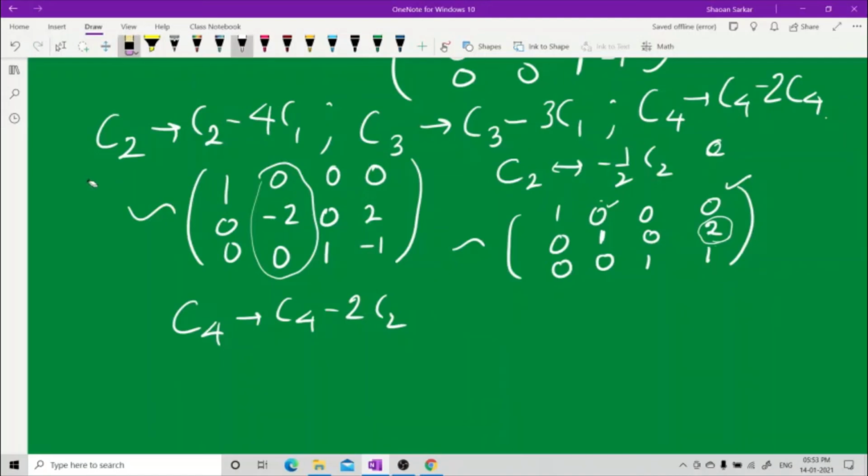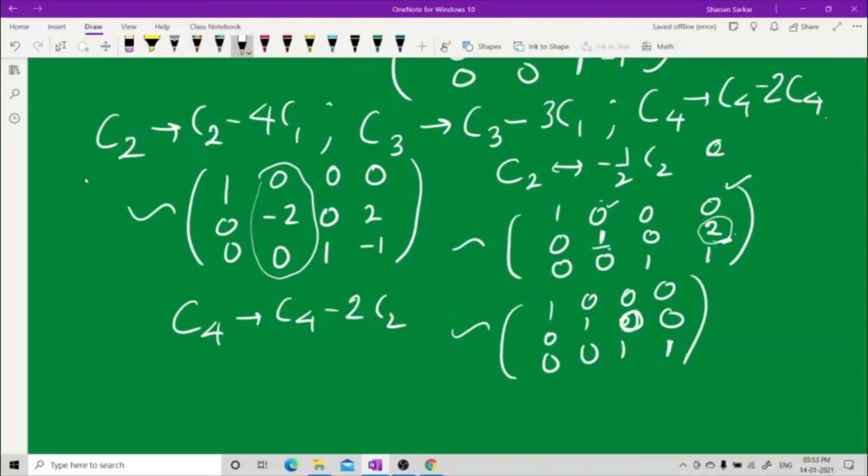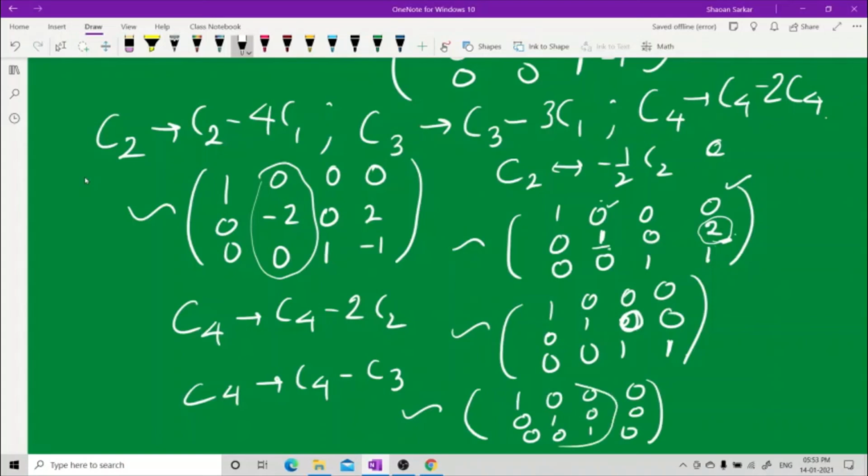See what happens. First, this is 1, 0, 0, 0, 1, 0, 0, 0, 1, and then 0, then 2 minus 2, 2 minus 2. Here you will get 0, and then you will get 1 here. Now, the last operation is C4 minus C3. In this, you will get 1, 0, 0, 0, 0, 1, 0, 0, 0, 0, 1, 0. See, you're getting an identity matrix of order 3. So the rank of A, which we took, was 3.